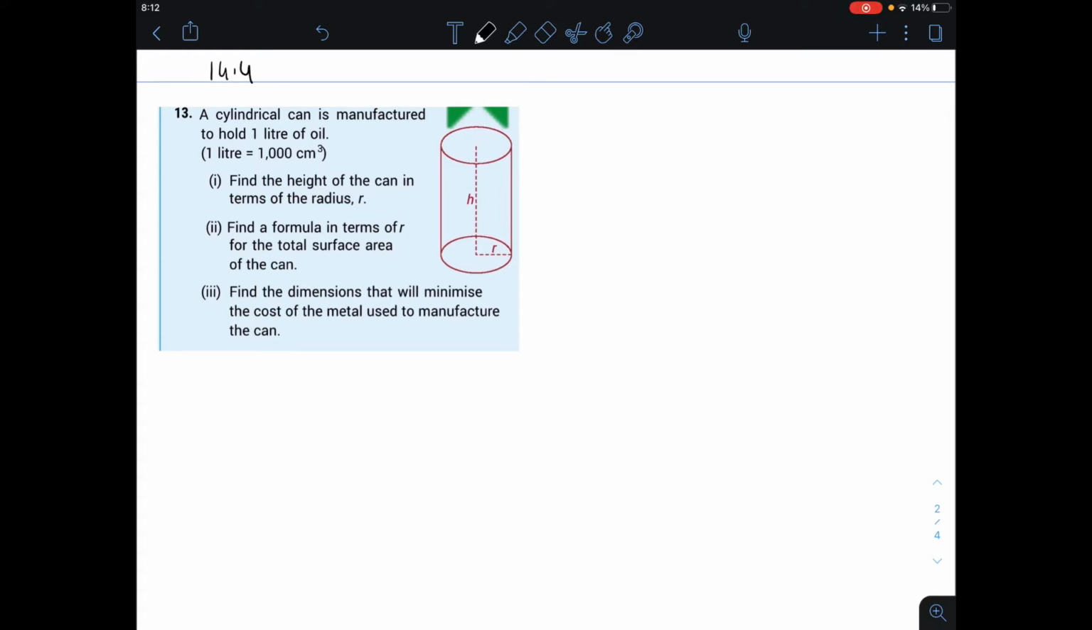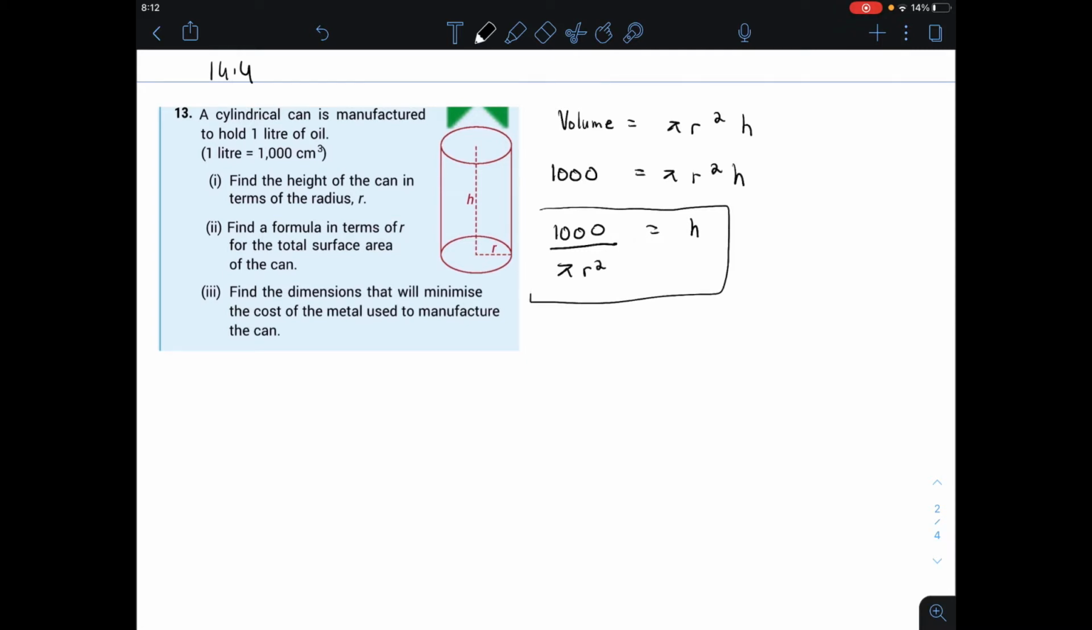Okay, so what do we know about the height and the radius? Well, we know that the volume is equal to pi r squared h. This is the volume of a cylinder. We know that the total volume of the cylinder can is equal to 1,000 centimetres cubed. So 1,000 is equal to pi r squared times h. We now need to write the height in terms of r. This gives us h equals 1,000 divided by pi r squared. Let's keep it in terms of pi.